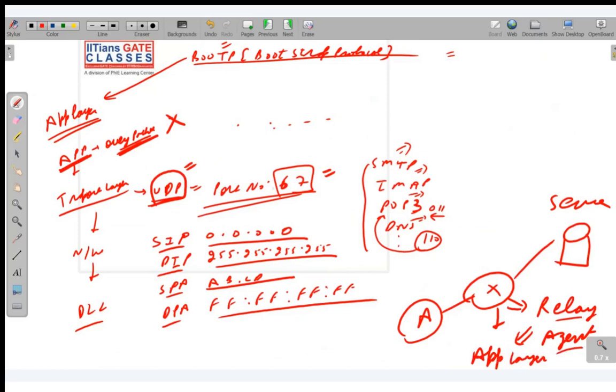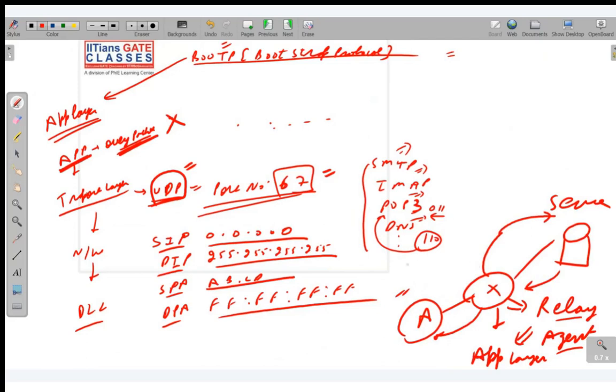The relay agent will come to know that this is a query packet, and it will send the query to the server. The server will reply to the router, and the router will reply to you, saying this is your IP address and so on.